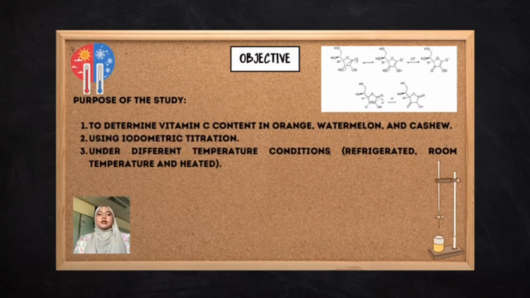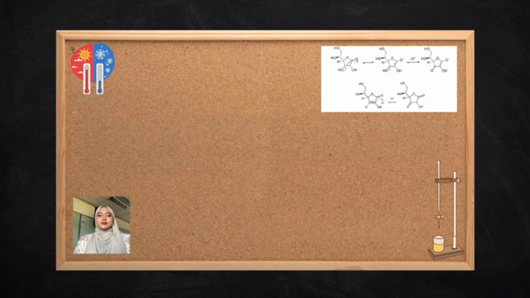An objective for this topic is to determine vitamin C content in orange, watermelon, and cashew. The second one is using iodometric titration. And the last one is under different temperature conditions, which is refrigerated, room temperature, and heated.